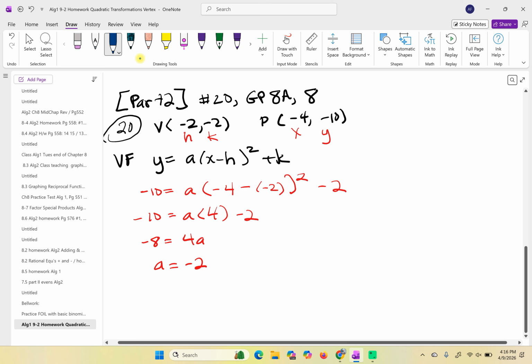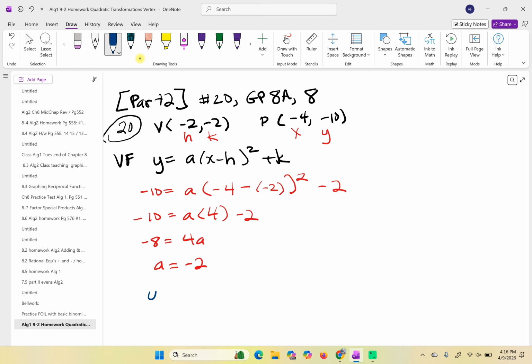Now we're ready to write the vertex form answer for this equation based on these 2 points. So a is -2, x minus h, so minus -2 is going to become +2 squared, and then k is -2. So this is our answer in vertex form.